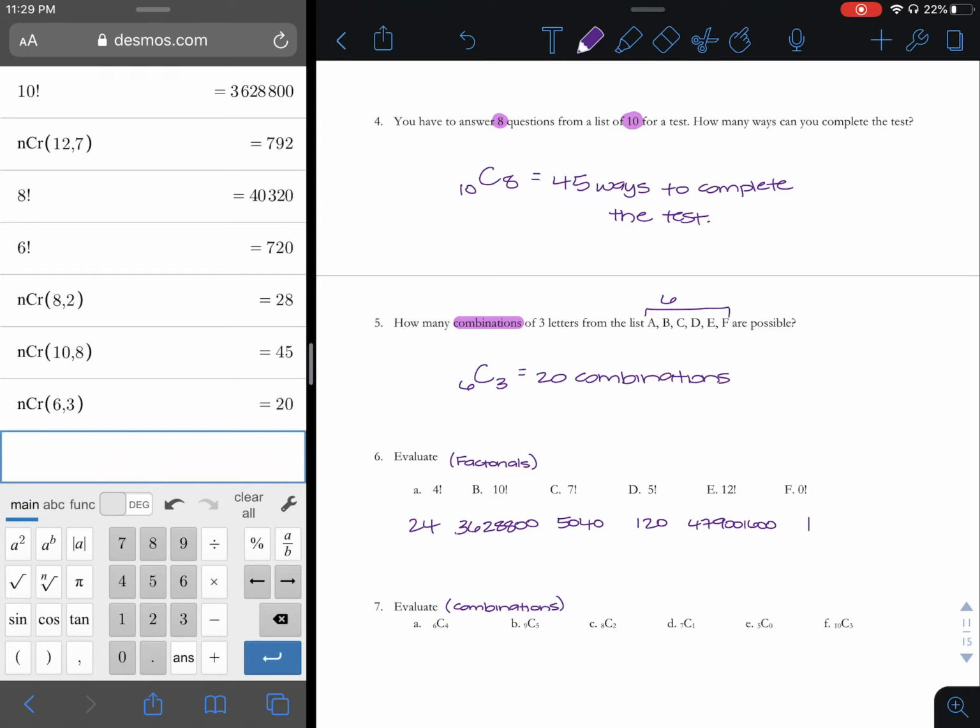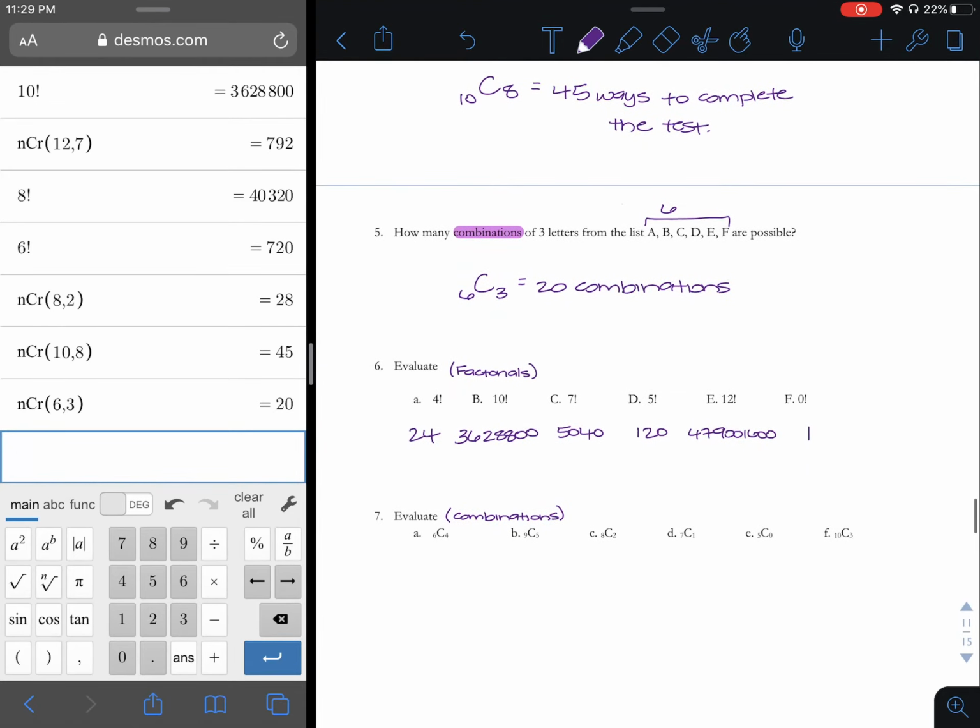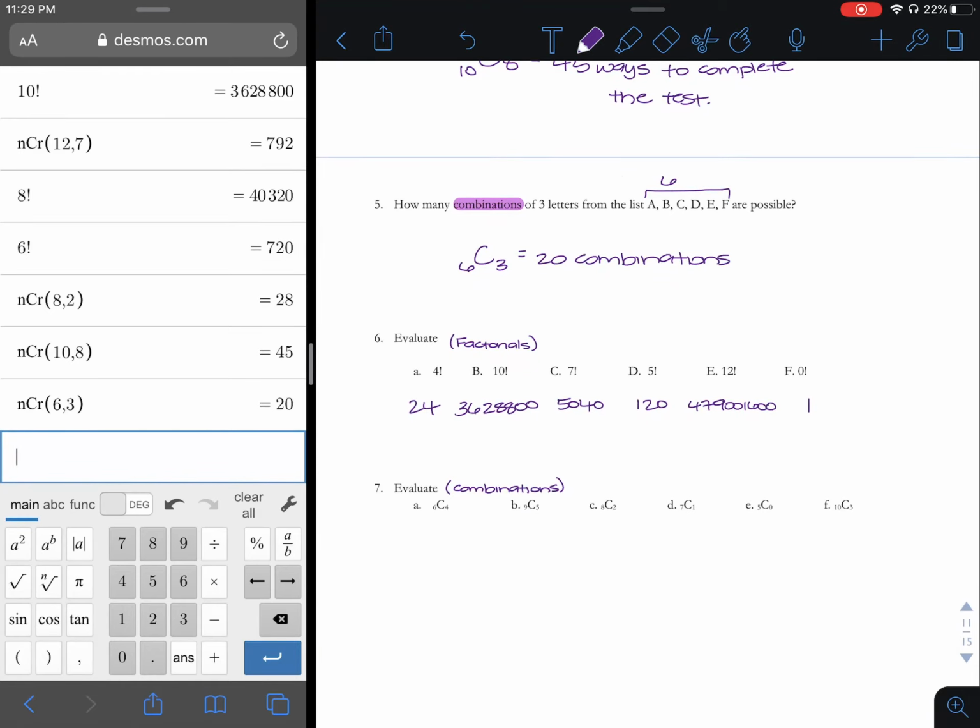Okay, let's talk about number 7. So combinations. Again, you can use a calculator as well. The way we read this, for A, is 6 choose 4. So 6 choose 4, I should get 15. For B, 9 choose 5, I should get 126. For letter C, I get 8 choose 2, which is 28. D is 7 choose 1, which is 7. E, 5 choose 0, which is 1. And then 10 choose 3, I get 120.